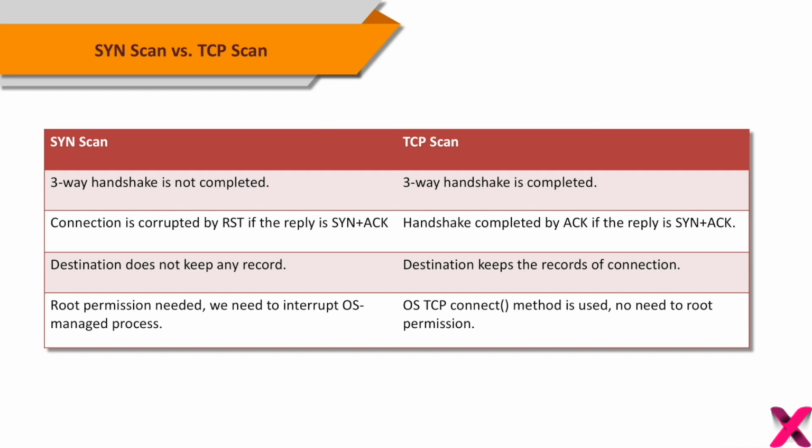Target machines are more likely to log the connection when the connection is established in TCP scan. No log for SYN scans because three-way handshake is not established. Because the native operating system call is interrupted, SYN scan has to be run by a privileged user. TCP scan uses the system call, so it does not need extra privileges.